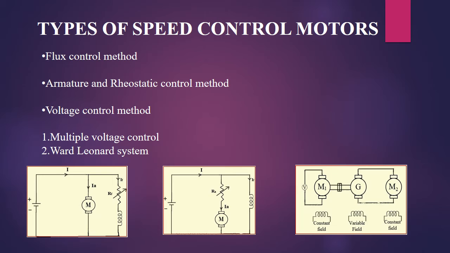Next one is the Ward-Leonard system. It is an adjustable voltage and it is obtained from the Ward-Leonard system. The armature of the shunt motor is connected directly to the DC generator driven by a constant speed AC motor. The field of the shunt motor is supplied from a constant voltage exciter E. The field of the generator is also supplied from the exciter.